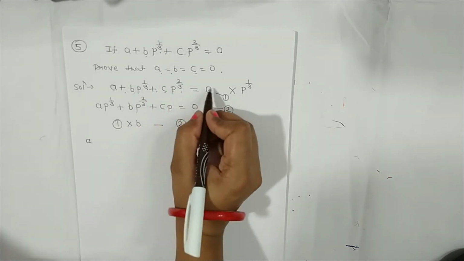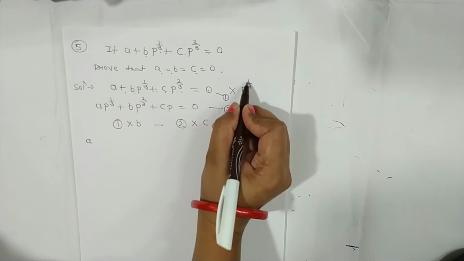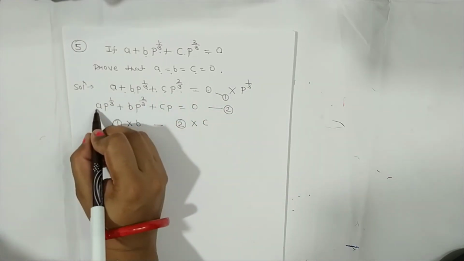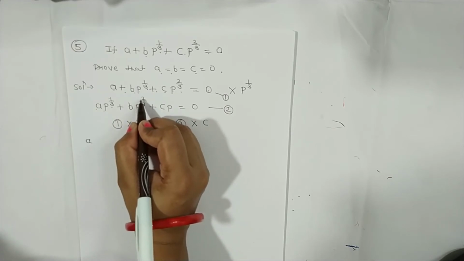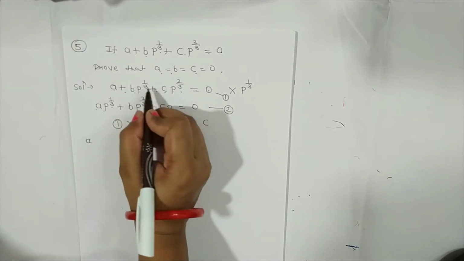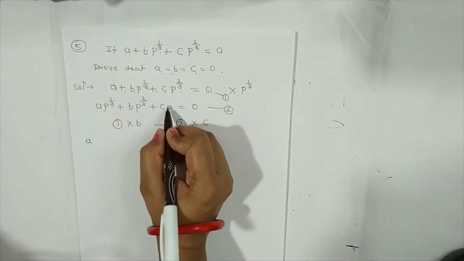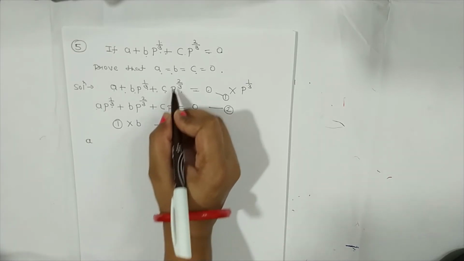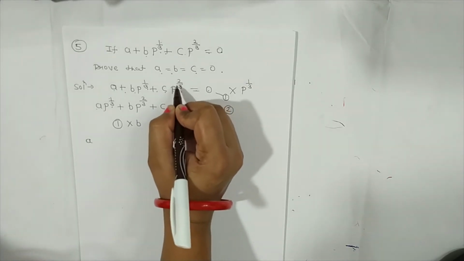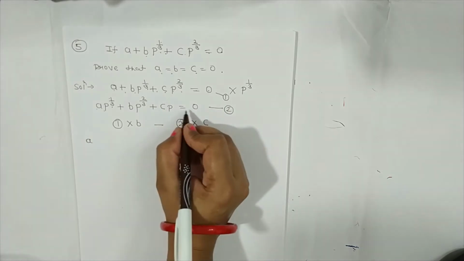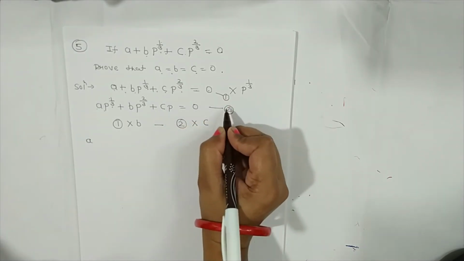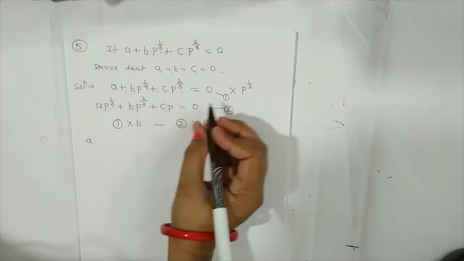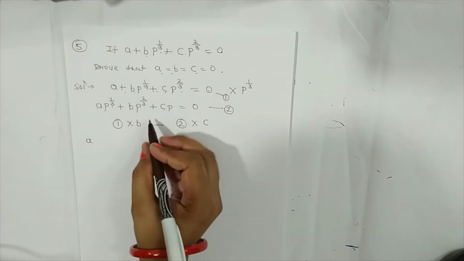Now we have to multiply it by p to the power 1 upon 3. So it becomes a p to the power 1 by 3 plus b p to the power 2 by 3, plus c p, because powers are added and it will become a whole number. So this is equation 1 and this is equation 2. Now we are equating this.